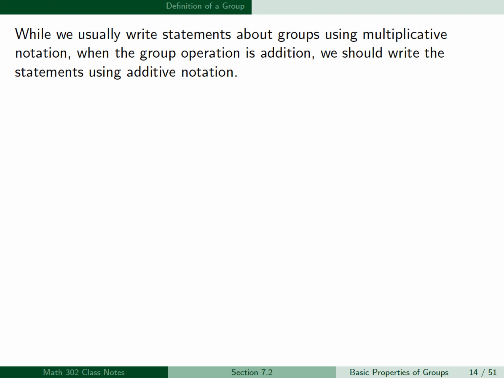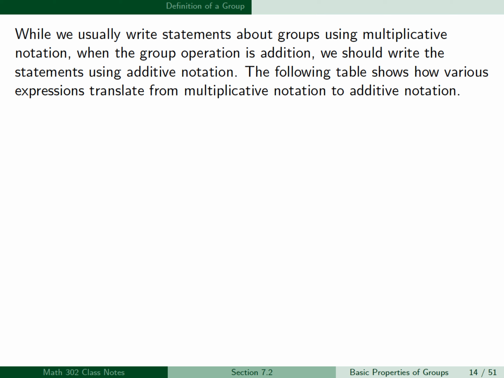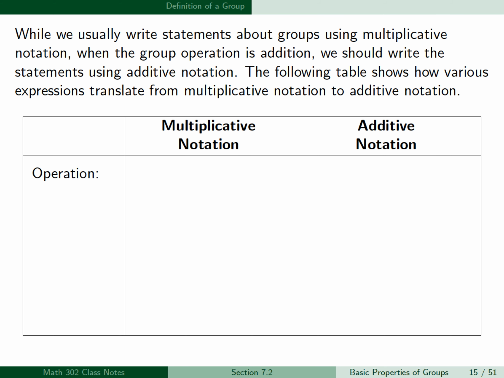Now while we usually write statements about groups using multiplicative notation, when the group operation is addition of some type, we should write the statements using additive notation. So the following table shows how various expressions translate from multiplicative notation to additive notation. First off, our operation in multiplicative notation is just ab, and the additive version of that is a + b. The identity element in multiplicative notation is usually denoted by e, and in additive notation it's usually denoted by 0.